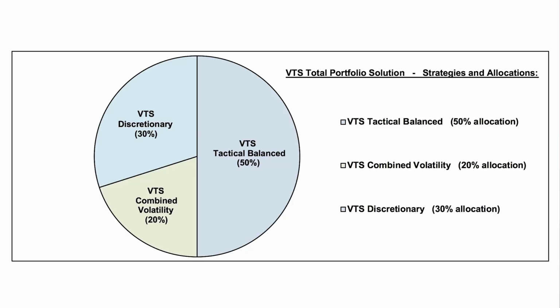Now, a quick recap. One of our portfolio allocations is called the VTS Discretionary Option Strategy, and it represents 30% of our total portfolio. It's almost entirely options-based, and it serves two purposes. First and foremost, it is a great addition to our portfolio, as option trading can be a great diversifying tool, as well as a source of solid growth.